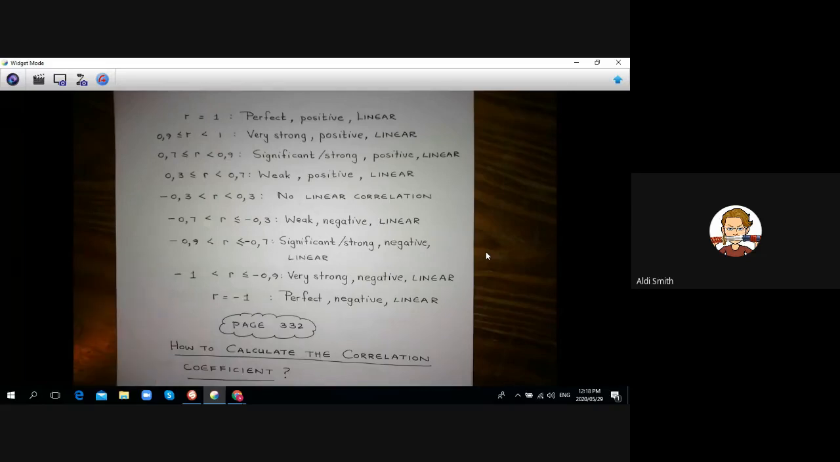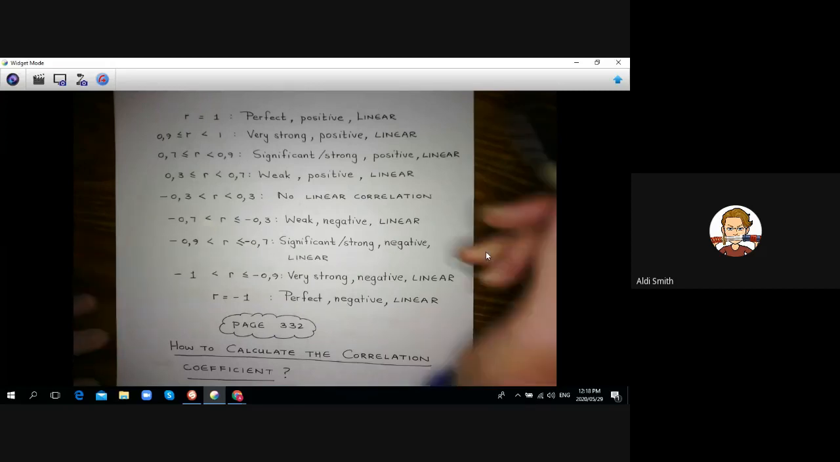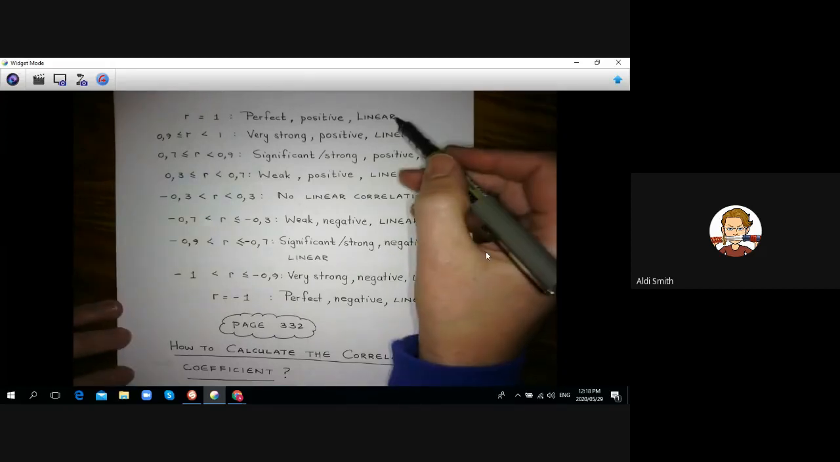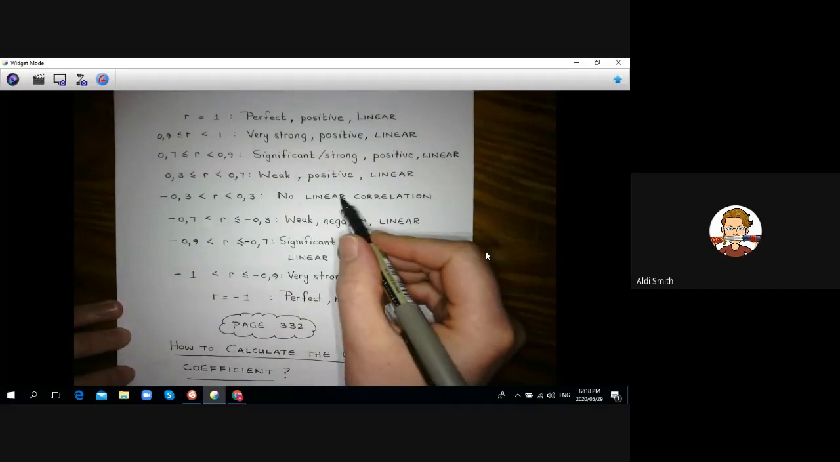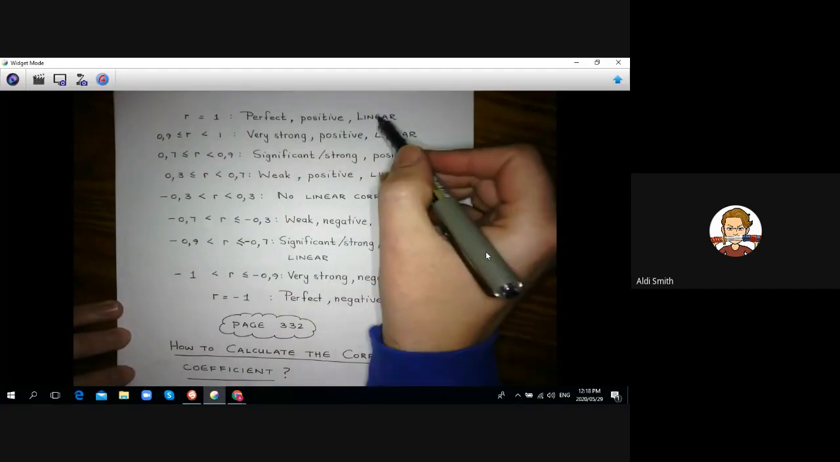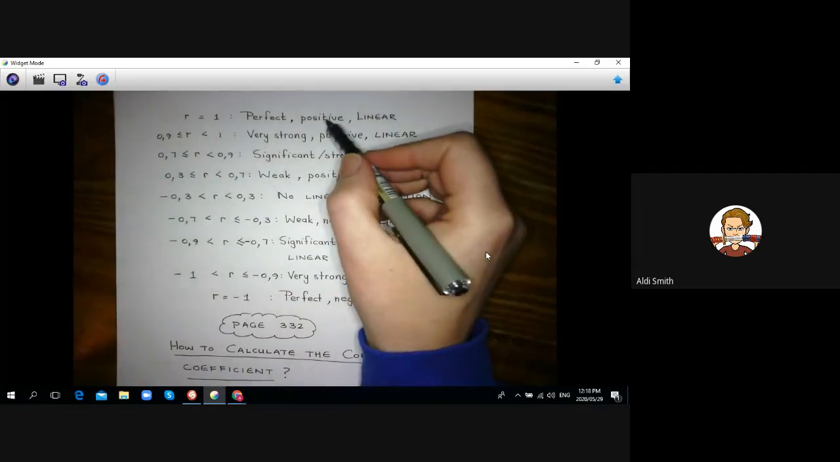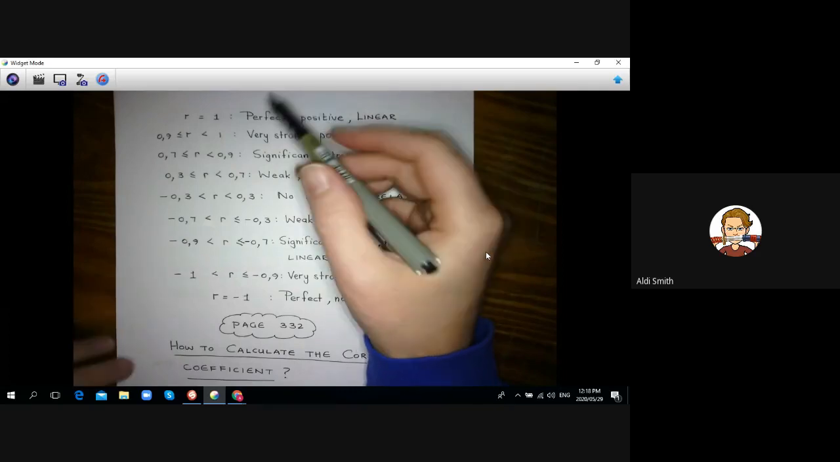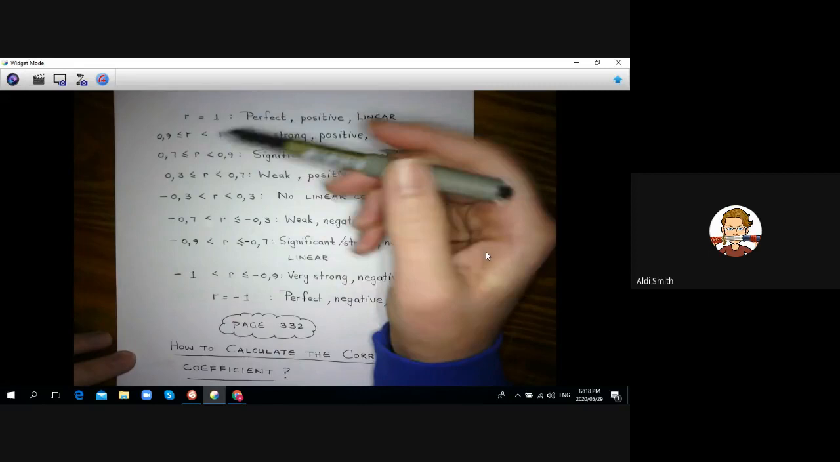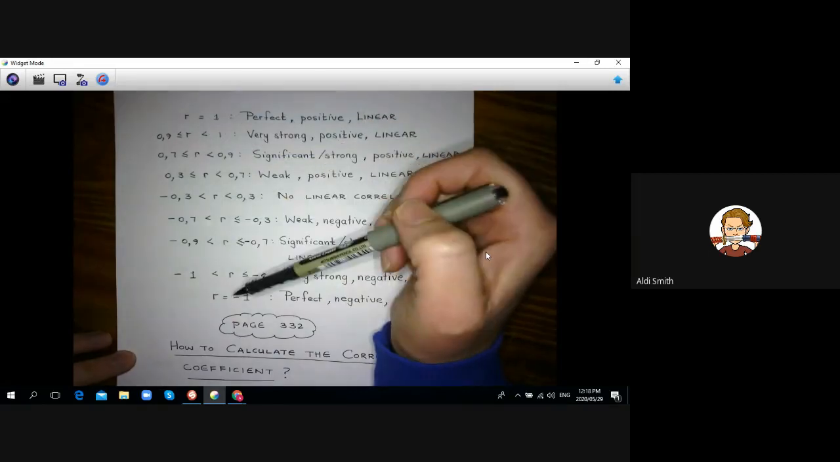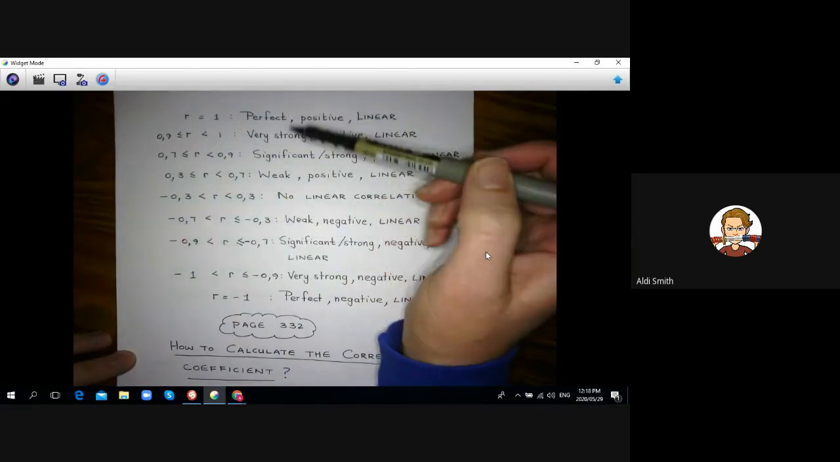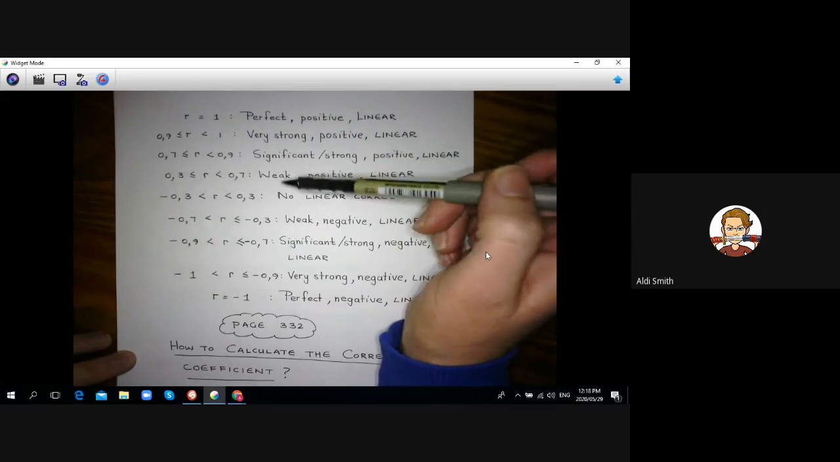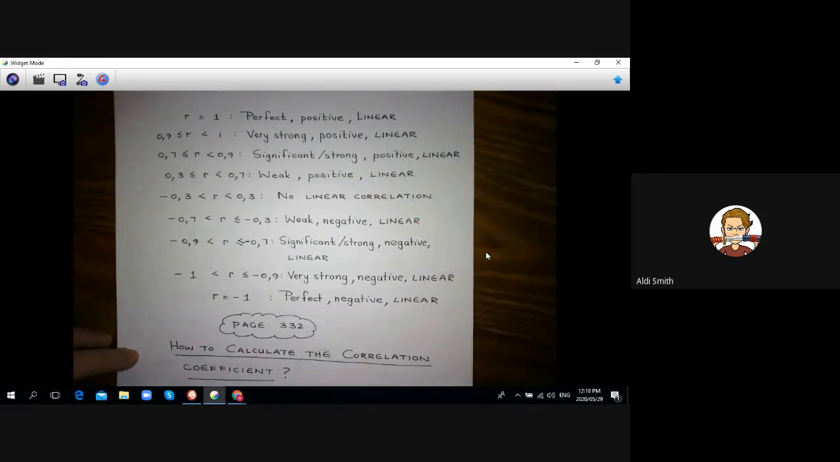So every single time you will comment on all three of those things. And the lovely thing about commenting on all three of those things, this thing is pretty much always true unless there's no correlation. So it's always linear. And this, you will just look at the sign of the R value to decide if it's positive or negative. And this one is the only tricky one where you have to obviously go and look at the numbers to decide if it's perfect, very strong, significant, or weak. But it's all there on page 332.